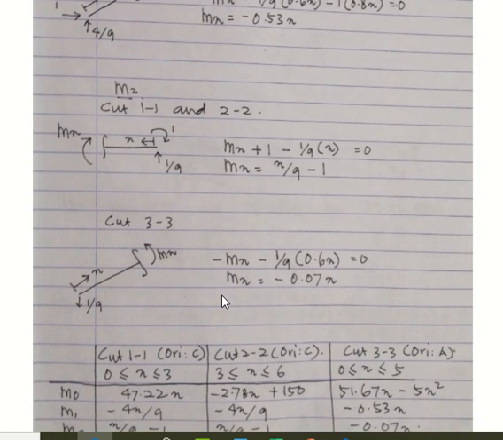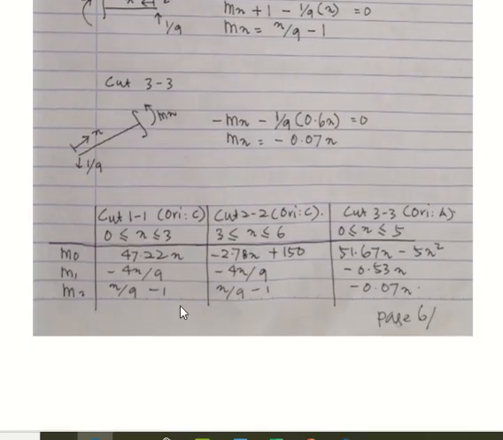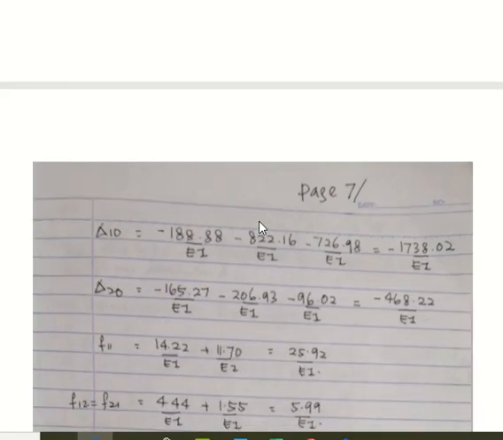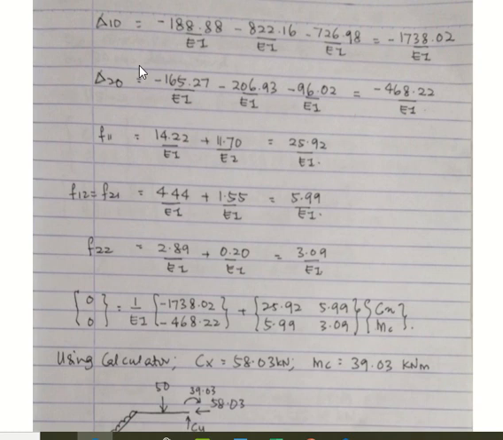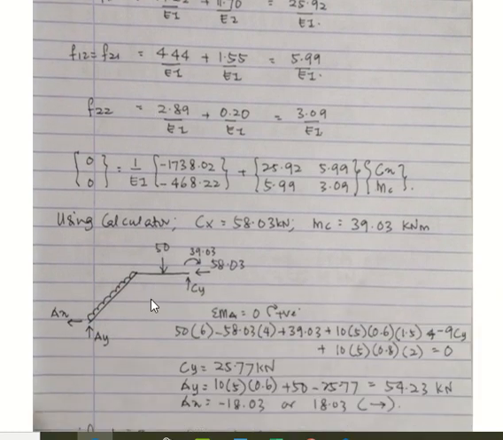So that settles the bending moment equations for the primary structure, redundant number 1 and redundant number 2. Then you tabulate in table form. Then again you calculate all the deformations here. You substitute into our compatibility equation by using your calculator. Then you can determine your Cx and Mc by using this calculator, because Cx and Mc are your redundant forces.